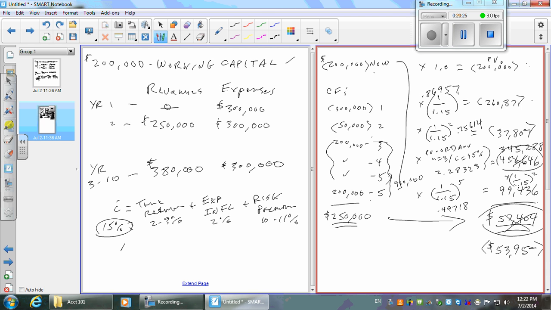So negative 200 plus negative 268.71 plus negative 37.807, then plus positive 345,288 plus positive 99,436, what do we get? Negative. Now that doesn't mean we don't make any money. Obviously we'd make 250,000, right? But we don't make 15%. We're short of 15% by that much. So 15% is your cost of capital you expect to earn. This is not a good deal. That makes sense?